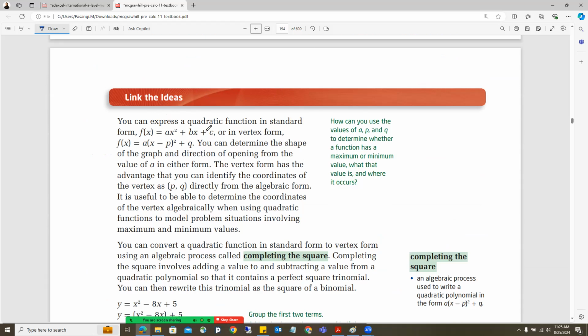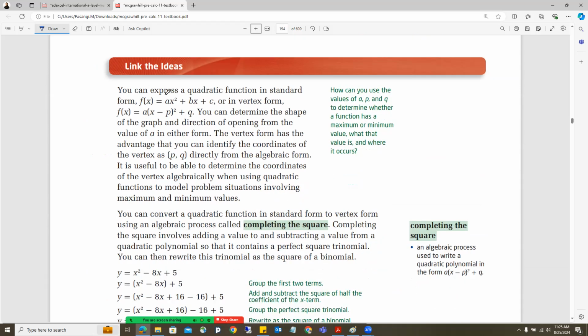So the theory would be, now we have already learned, you can express the quadratic functions in standard form. So we learned the standard form as ax squared plus bx plus c, or in a vertex form, that is, we already learned the quadratic equation with the vertex form as well. There we have a times (x minus p) squared plus q.